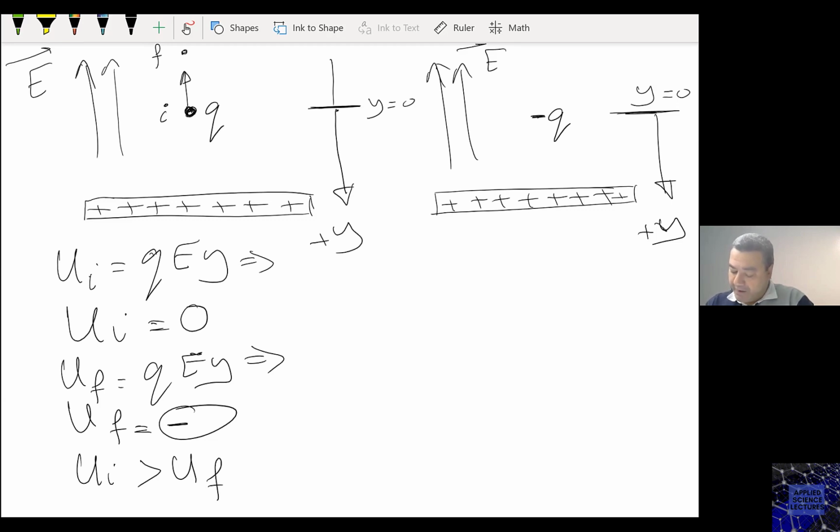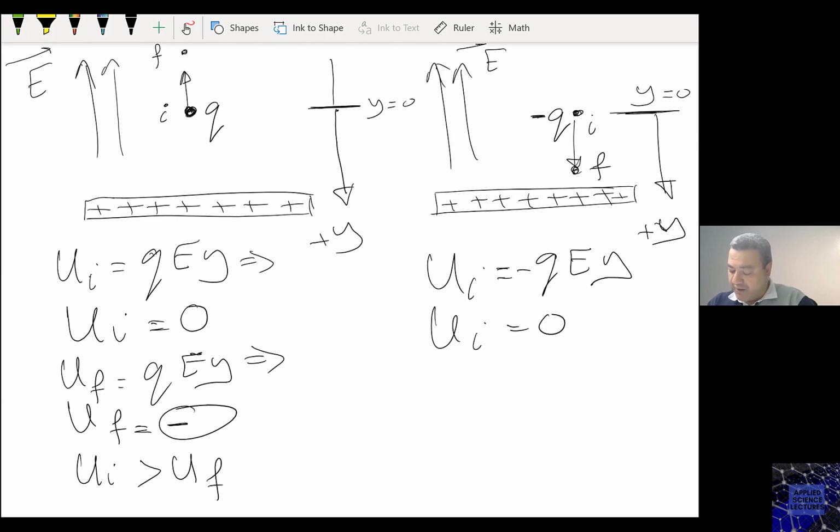Now here, if I calculate UI, this is my I, and in this case, because it's negative, it will go in this direction. So now this is my F. So UI is minus QEY, and then since it's at the reference, then UI is 0.